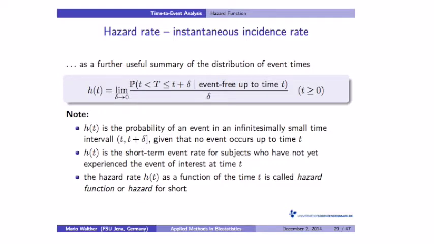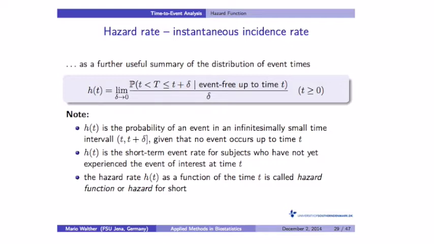And what you are doing is that you decrease the length delta of the interval. That means you let delta get smaller, smaller, smaller. That means you take the right border of this interval and move it to the left border of this interval to get the hazard rate. The hazard rate is also called the short-term event rate for subjects who have not yet experienced the event of interest at time t.